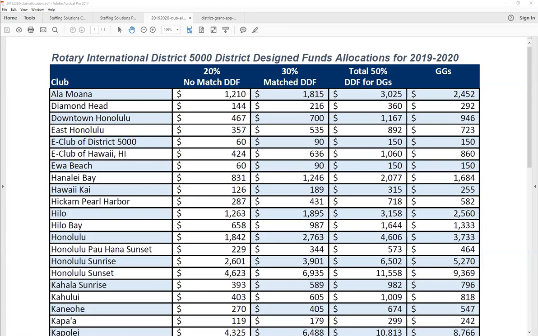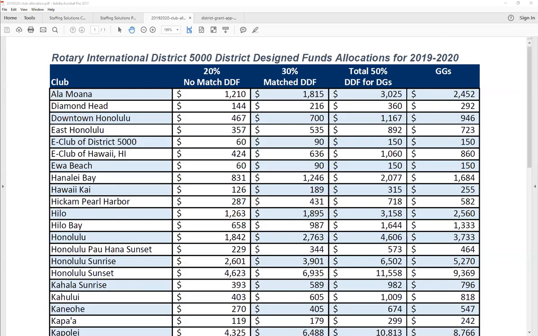Clubs on Maui use them for, and I guess we have here too, clubs use them to pay for scholarships for kids that are going to RYLA, the Rotary Leadership Camp. Lots of flexibility in district grants. That's why we like them. Yes, amazing.